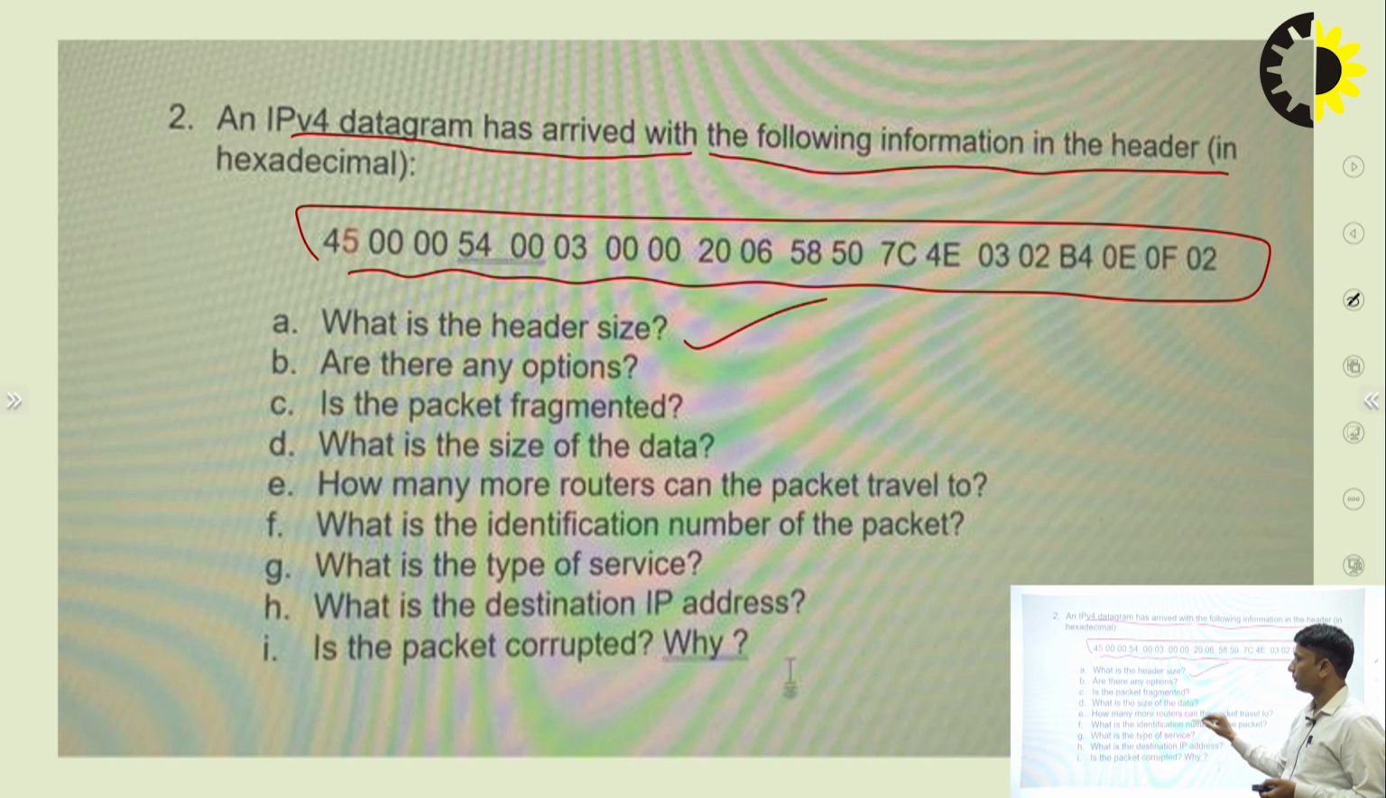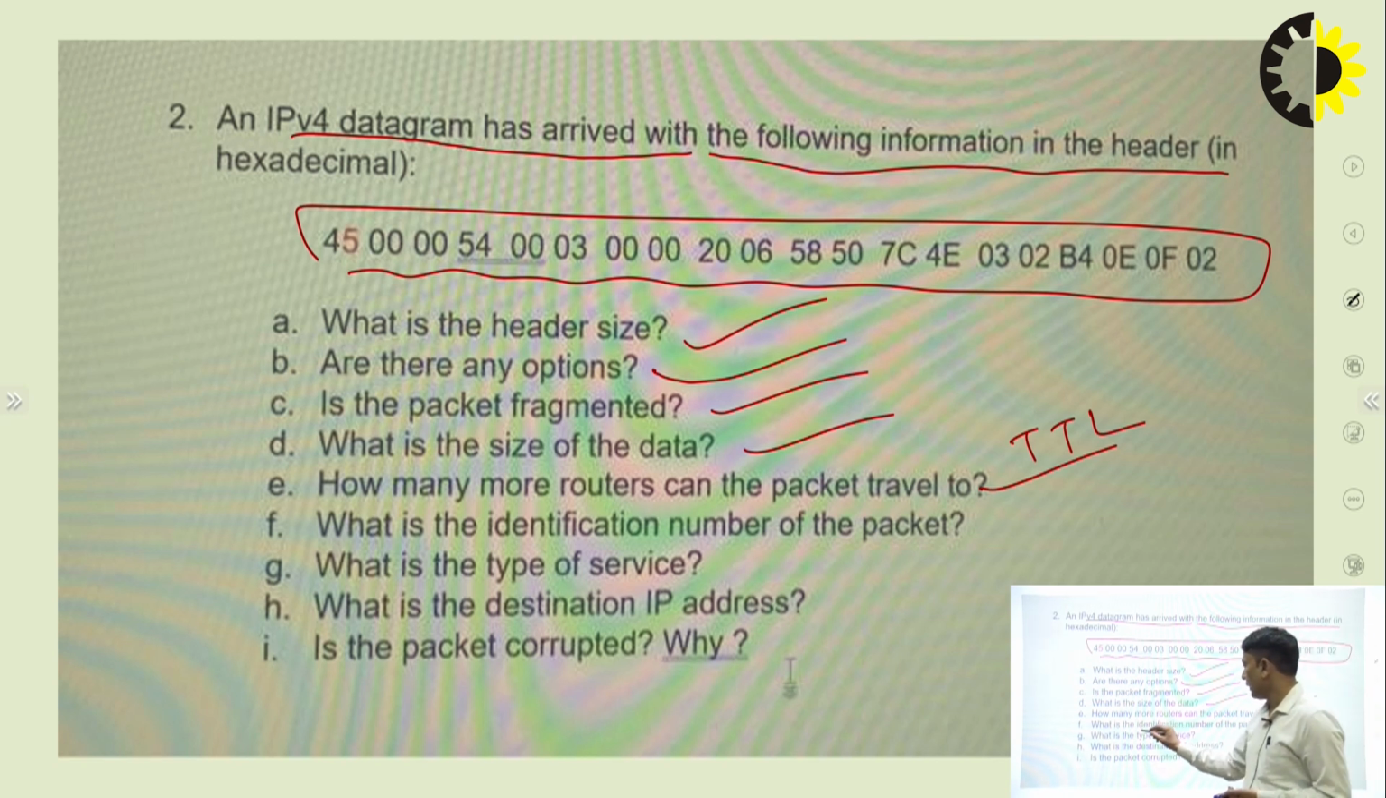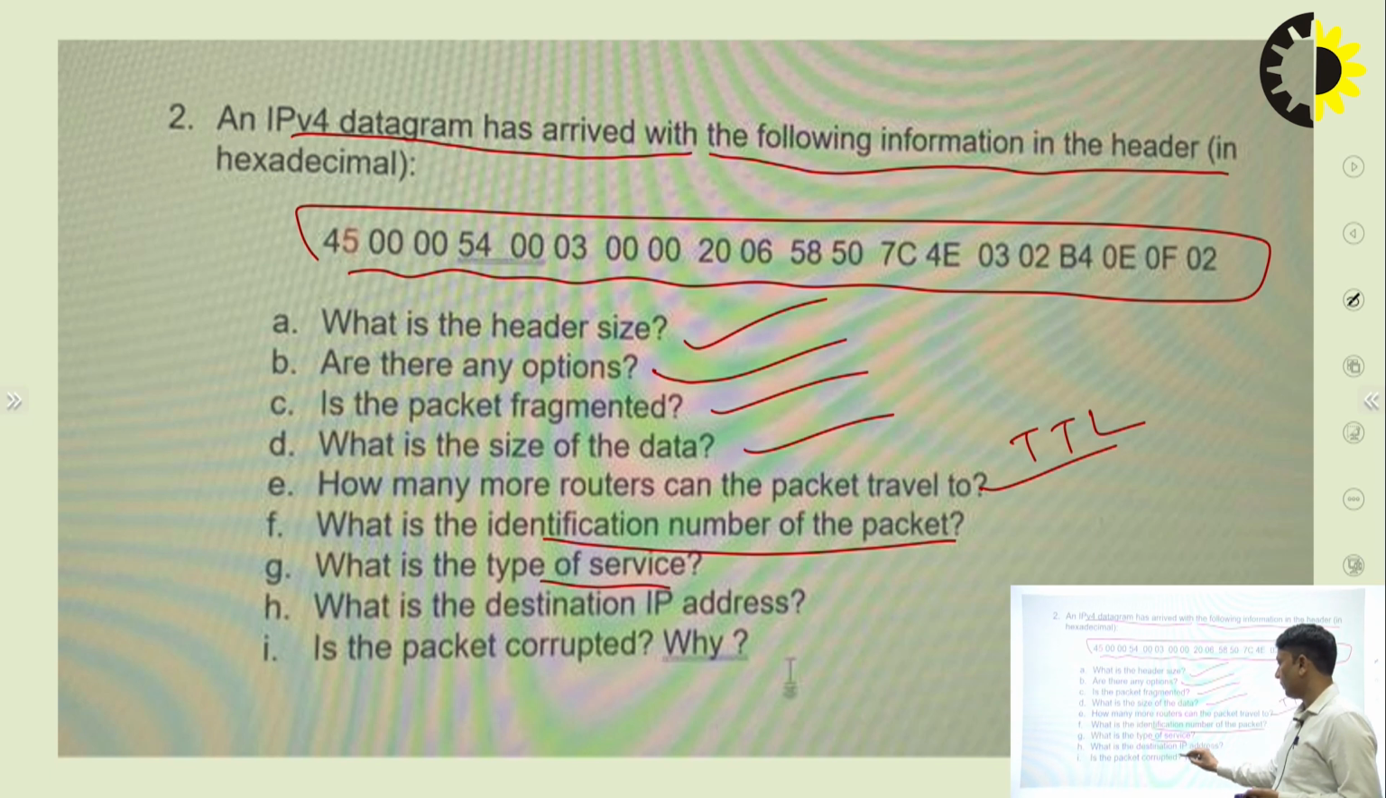What is the header size? Are there any options? Option means whether the option field carries some information or data or not. Is the packet fragmented? What is the size of the data? How many more routers can the packet travel? This is decided by the TTL. Okay, if the TTL value is 3, that means the packet may travel 3 more routers. What is the identification number of the packet? What is the type of service? What is the destination IP address? Is the packet corrupted? Why? All these questions may arise on the basis of this data.